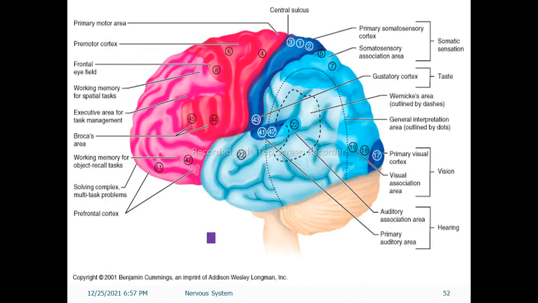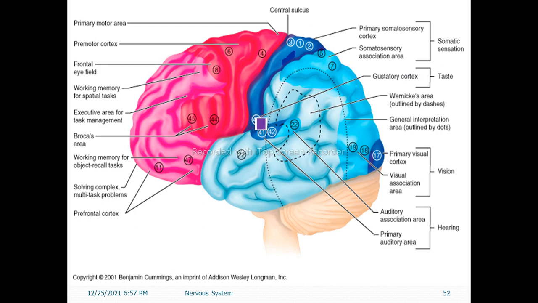So now the brain has 4 main lobes. But we can also classify the lobes into different areas: area 1, area 2, area 3, area 4, area 5, area 41, area 42, area 17, different areas. For instance, areas 1, 2, and 3 are known as the primary somatosensory cortex. This area is also the somatosensory association area, and together they are known as somatic sensation.